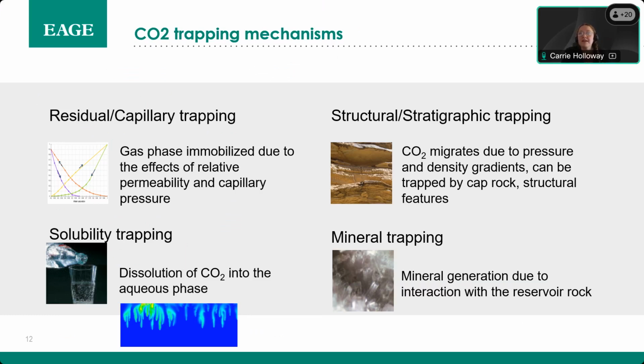Mineral trapping is when you get precipitated minerals due to the interaction with CO2 in the reservoir rock. This depends largely on the rock type and the injection scenario. For example, in Iceland, they dissolve the CO2 in water and then inject this brine into the basalts, and the basalt reacts with the CO2 in the brine and precipitates carbonates. So the CO2 is actually stored as rock.